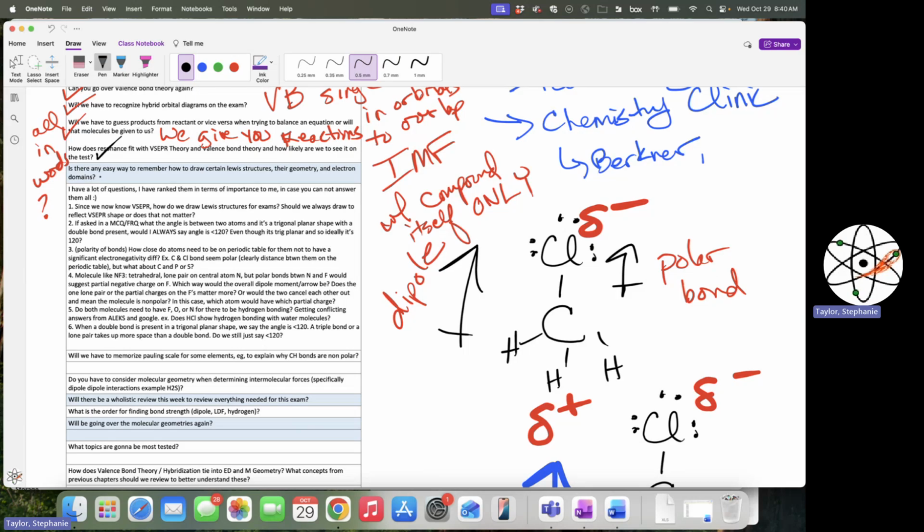Is there any easy way to remember how to draw certain Lewis structures, their geometry, and electron domains? I completely understand wanting to know, is there a faster way to do this? I don't know. Valid question. I don't have a fast answer for this.